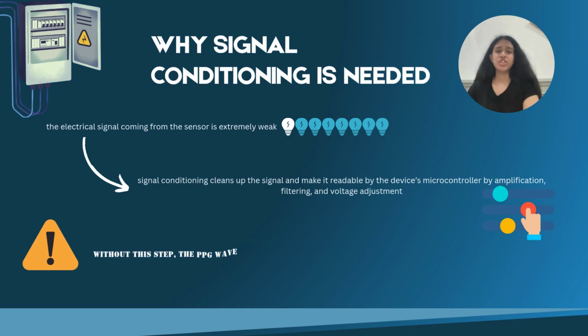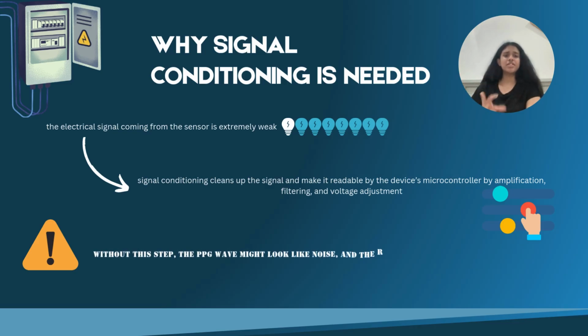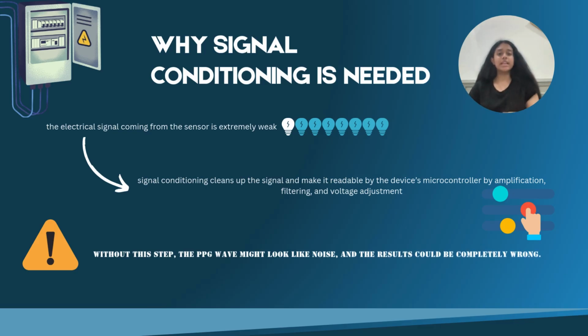So here's the challenge. The electrical signal coming from the sensor is extremely weak, often just a few millivolts, and is super sensitive to changes. Things like body movement, ambient lighting, or even skin pigmentation can interfere, and that's exactly why we need signal conditioning, which involves amplification, filtering, and voltage adjustment to clean up the signal and make it readable by the device's microcontroller. Without this step, the PPG wave might look like noise, and the result could be completely wrong. That's why circuits like clampers are a crucial part of the signal conditioning process.